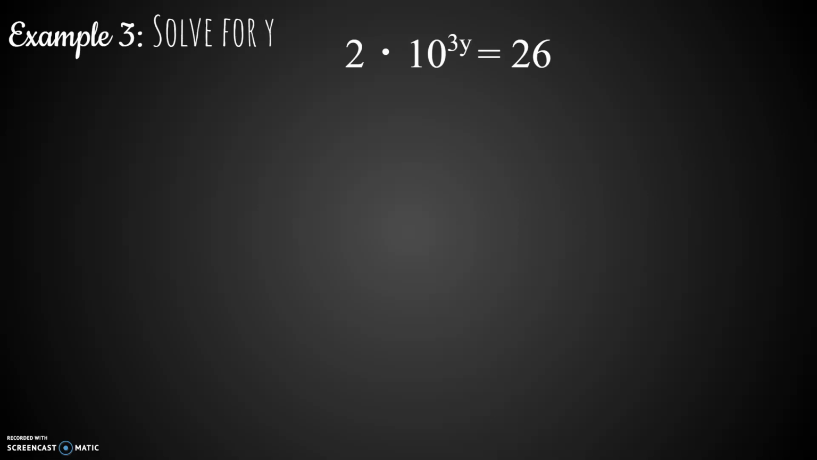The final problem asks us to solve for y in the equation 2 times 10 to the power of 3y equals 26. For this example, conversion into logarithmic form is needed, but before we can do that, we must isolate the 10 to the power of 3y by dividing both sides of the equation by 2. This results in the equation 10 to the power of 3y equals 13.